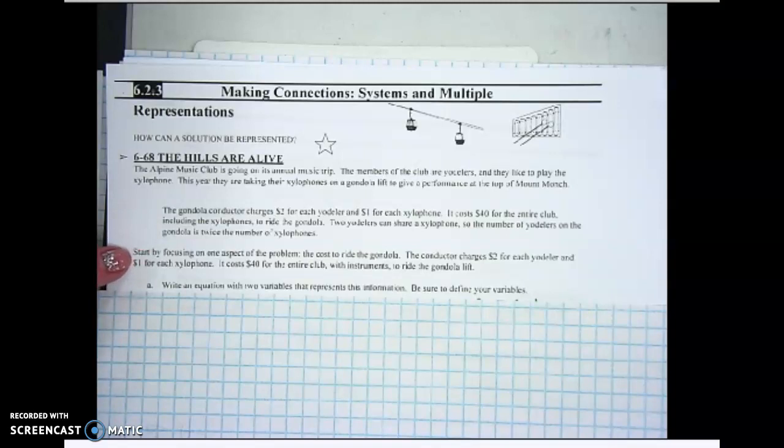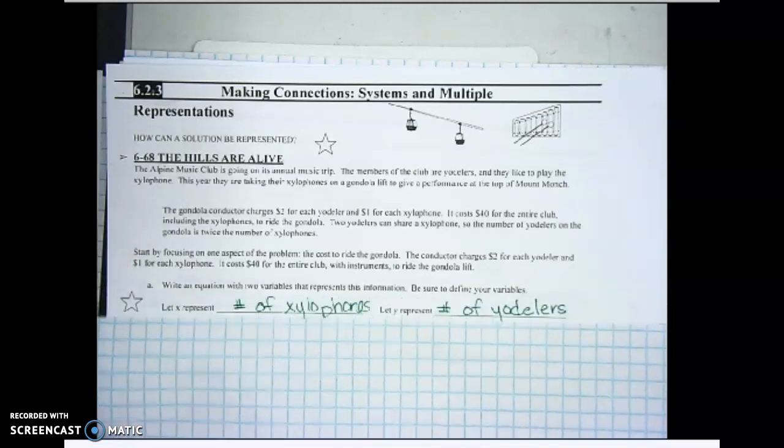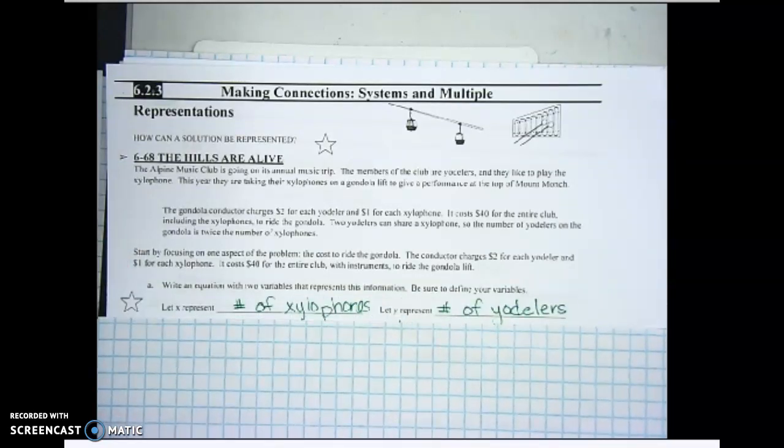Start by focusing on one aspect of the problem, the cost to ride the gondola. The conductor charges $2 for each yodeler and $1 for each xylophone. It costs $40 for the entire club with instruments to ride the gondola lift. Part A, write an equation with the two variables that represents this information. Be sure to define your variables. So we're going to let X represent what?